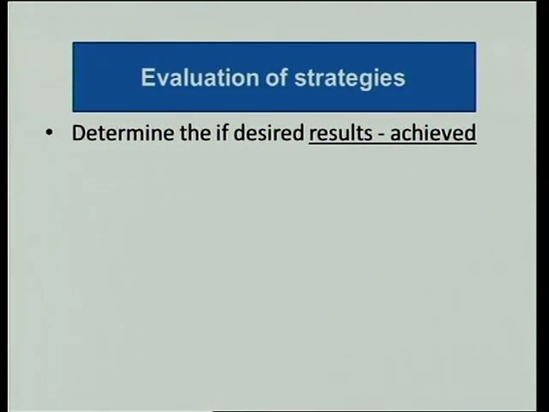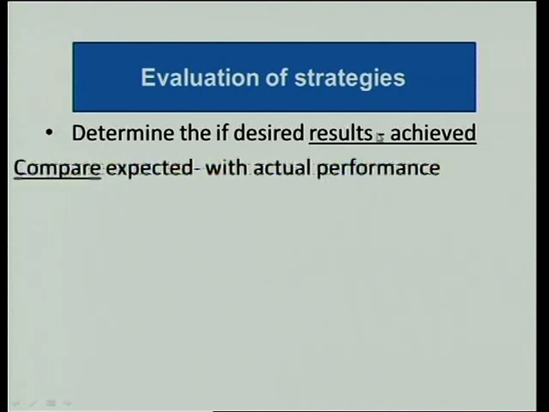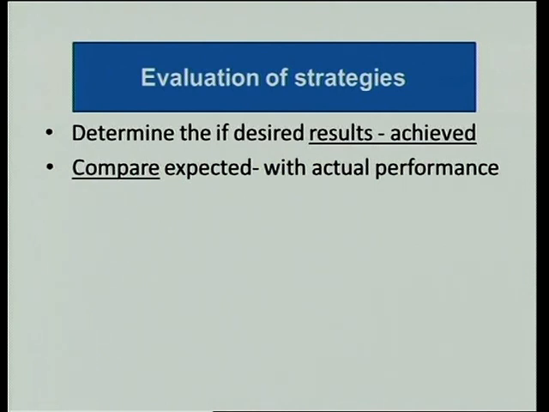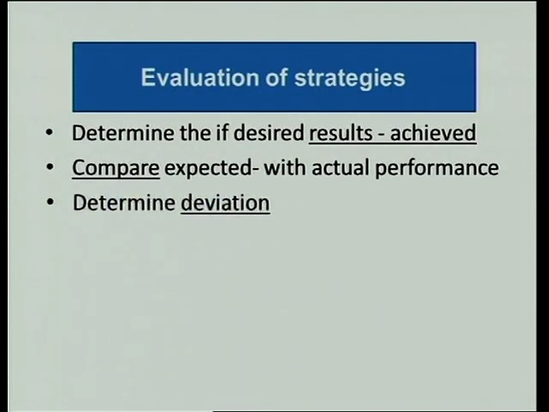And so there are steps when you evaluate strategies. You determine if the desired results are achieved. Did your business achieve the results they set out to achieve? How do you do that? You compare expected results with actual performance. Now, once you do that, it's very seldom that the two will meet. And the difference between the two, actual results and expected performance, is what we call a deviation.